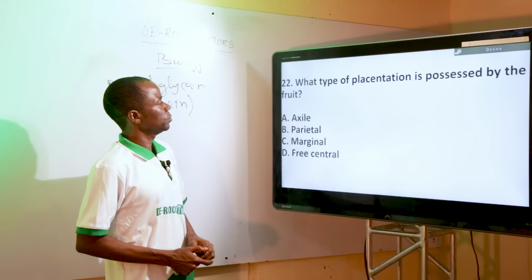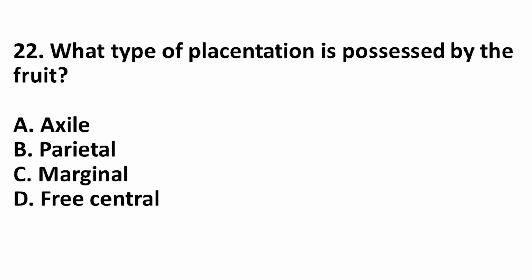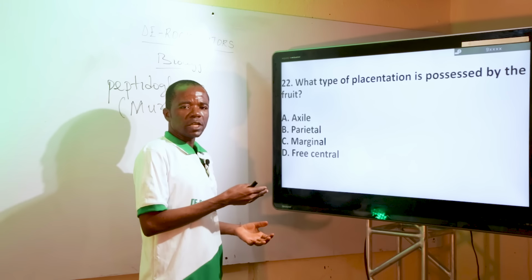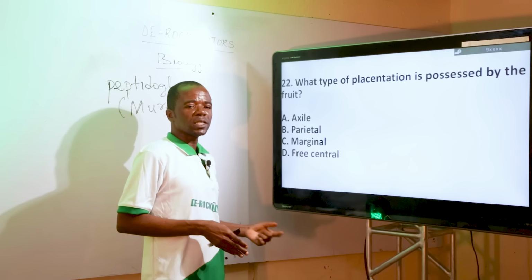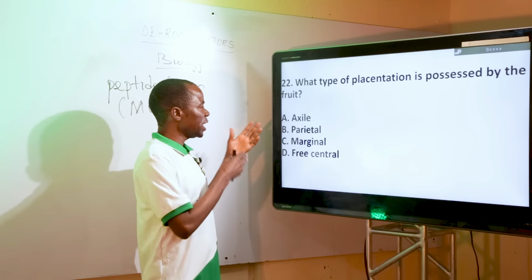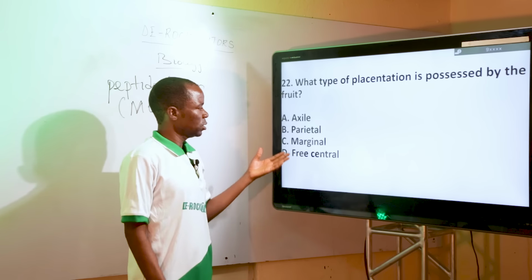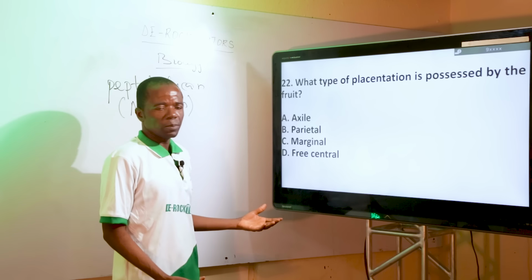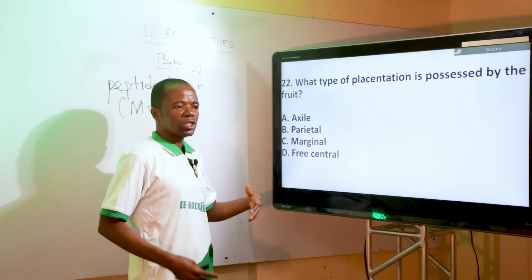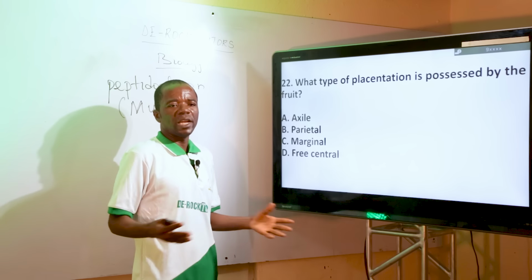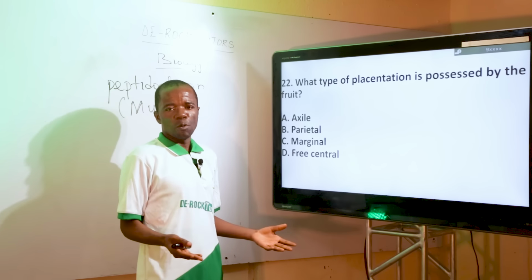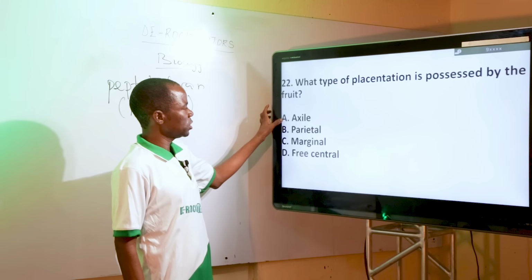Let's go to number 22. What type of placentation is possessed by the fruit? We have already specified that it is an orange, and we know that the type of placentation present in oranges is axile placentation. Parietal is present in pawpaw, for example. If I'm talking about marginal placentation, we're talking about placentation found in all these leguminous plants like cowpea, for example. So the correct answer for this is axile.